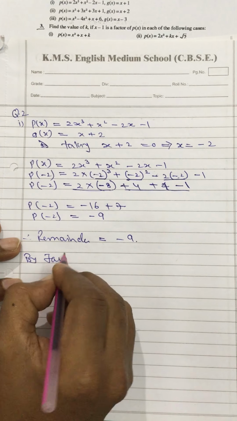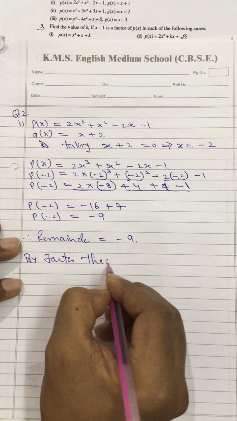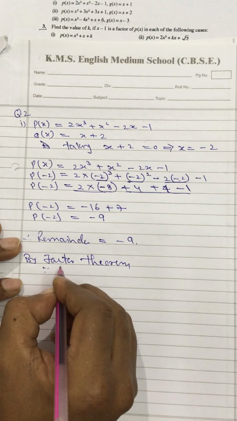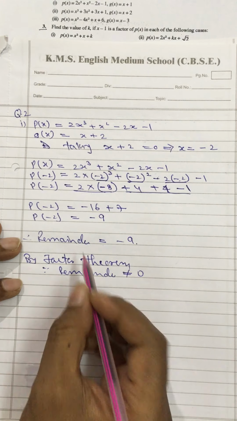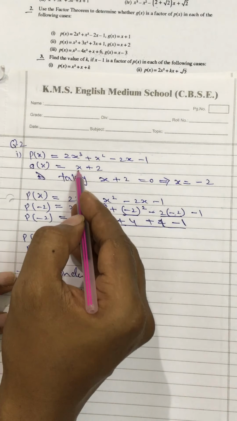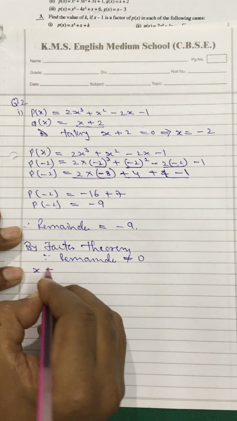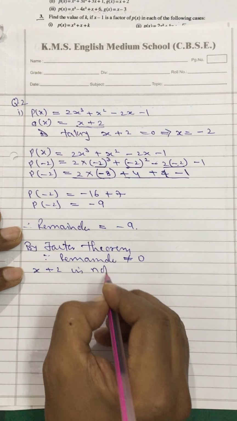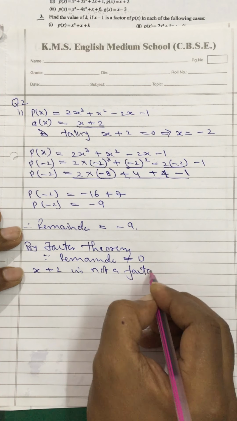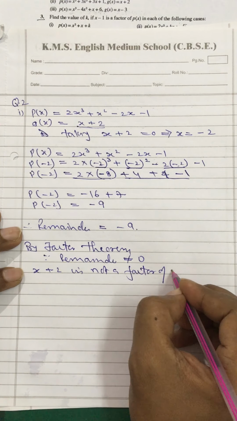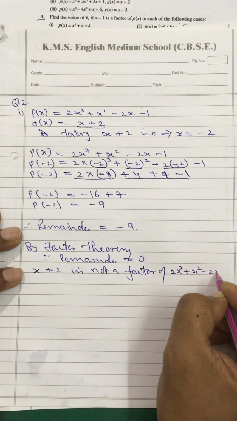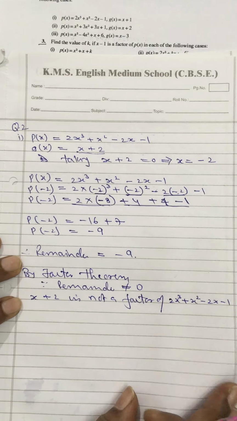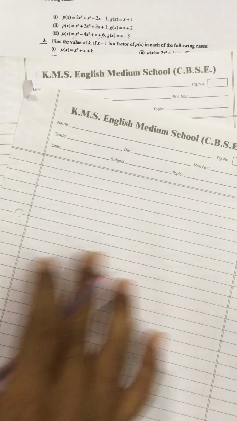Again by the factor theorem, since the remainder is not equal to 0, this divisor x plus 2 is not a factor of 2x cube plus x square minus 2x minus 1. Okay, my dear students, let's go to the next question. These all are simple.